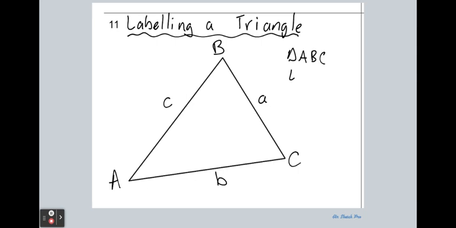Angle BAC would be the full way of describing that angle there. But when we're doing a bit of a shortcut, which is what we're about to do with the sine rule, we tend to just call it A, the angle at vertex A. Any questions?